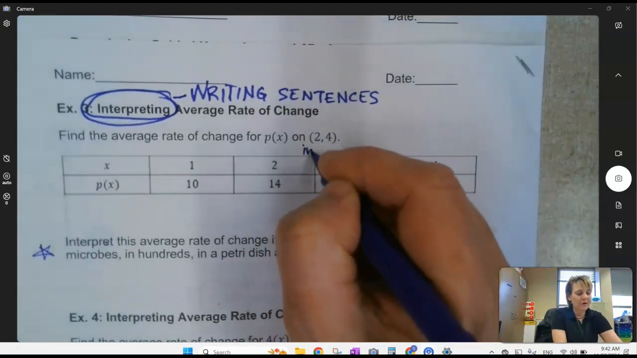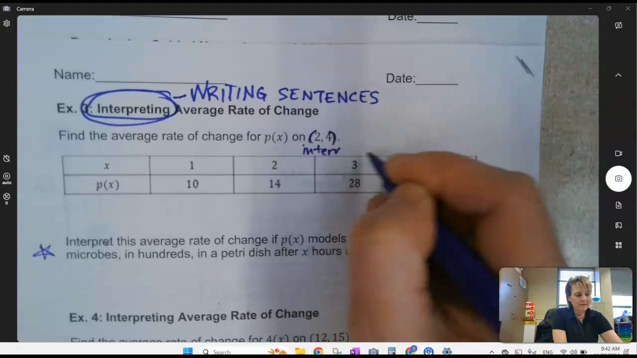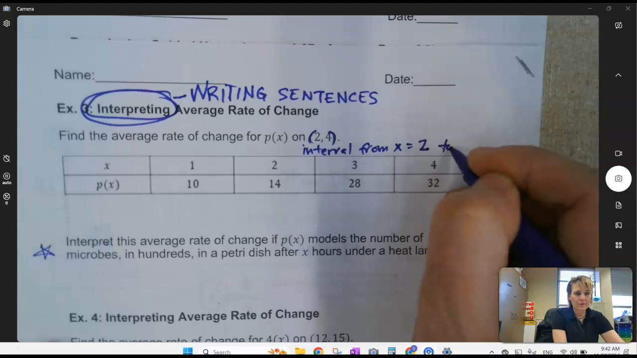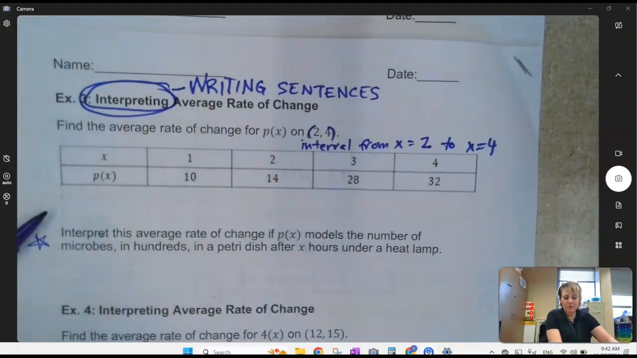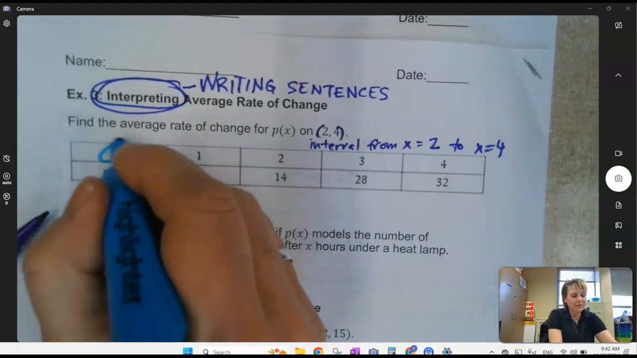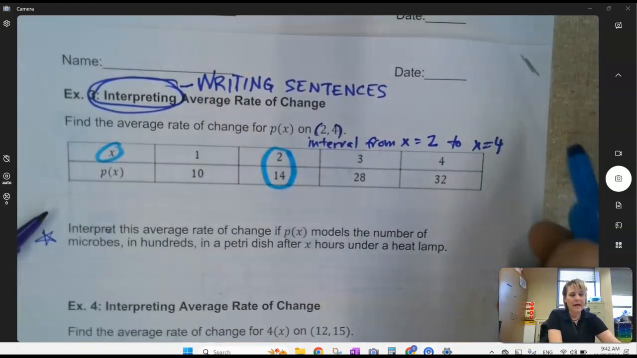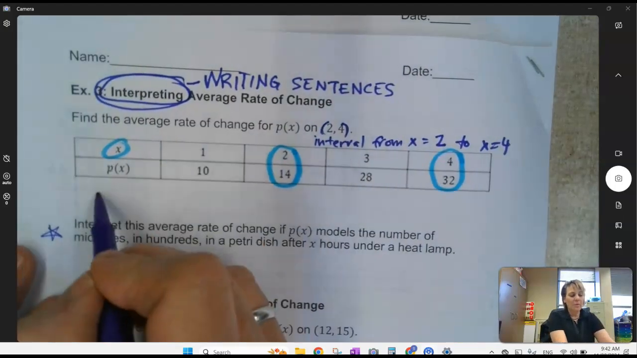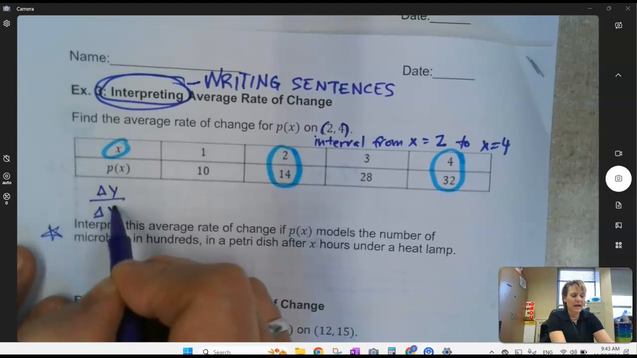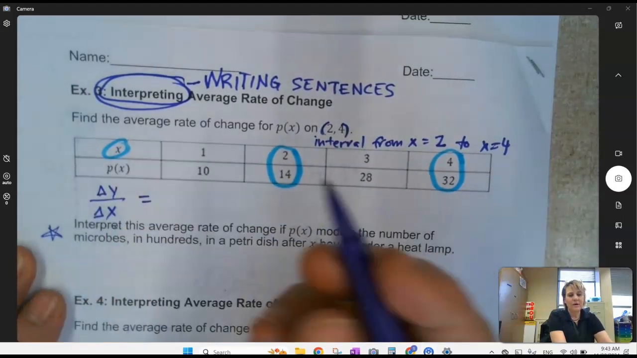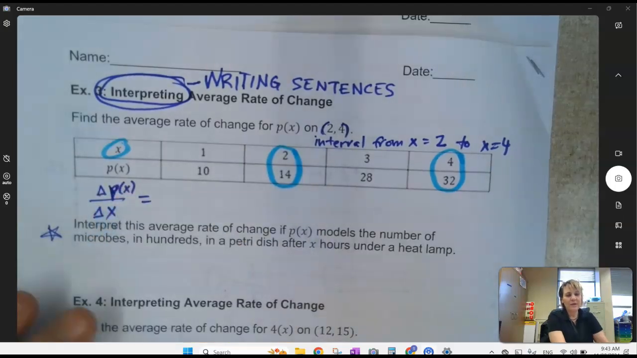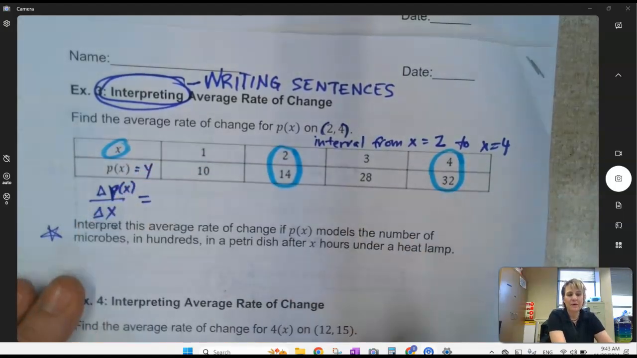So we have this interval from when x equals 2 to x equals 4. We pick x is 2 to x is 4. Same idea as with slope, we're looking at our change in y over change in x. So we're going to subtract these two. Really, I should be putting change in p of x, if I was really correct. In this function, we have p of x, so it's not really y, but we think of it as y in this problem.